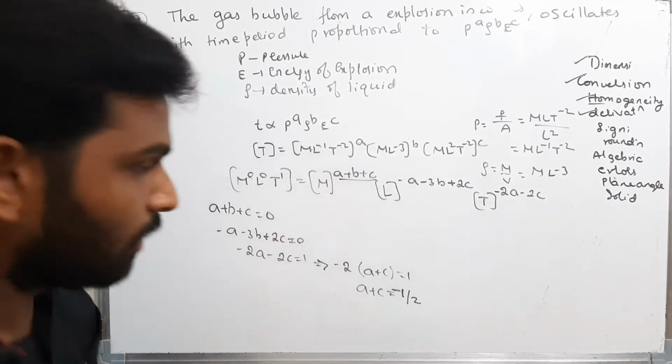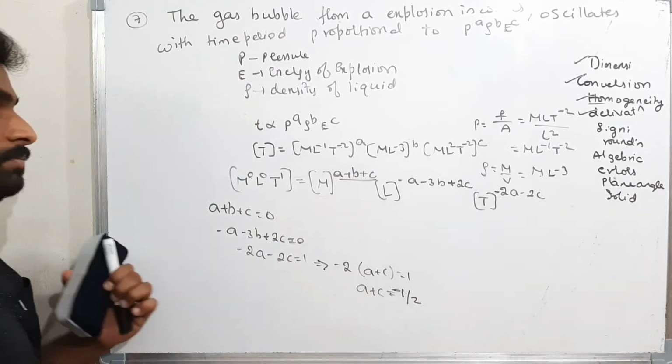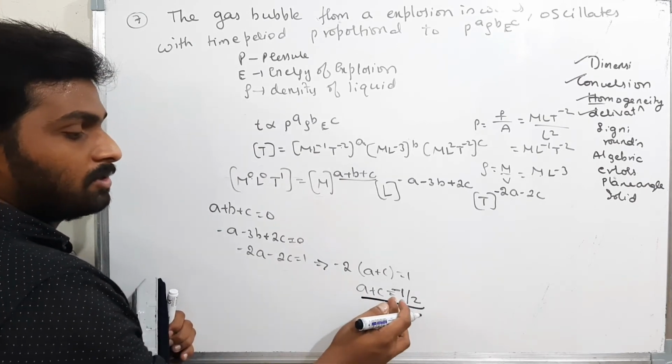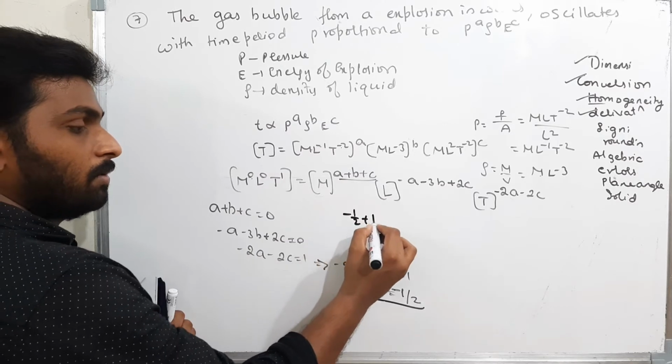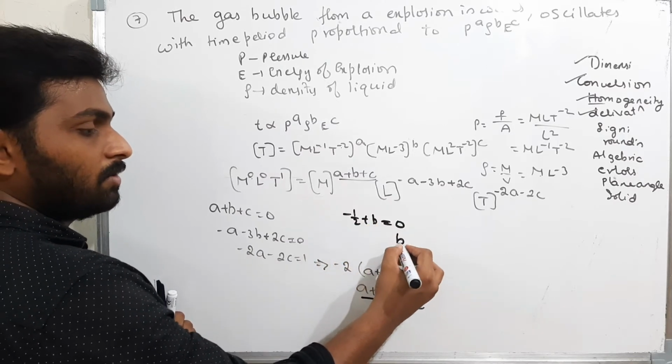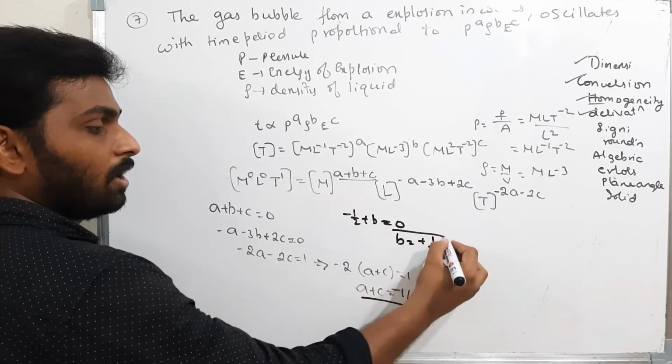Okay, now keep this A plus C in this equation. How much you will get? A plus C is equal to minus 1 by 2. Keep in this. How much you will get? Minus 1 by 2 plus B is equal to 0. Therefore, B value is how much? Plus 1 by 2. I got the B value.